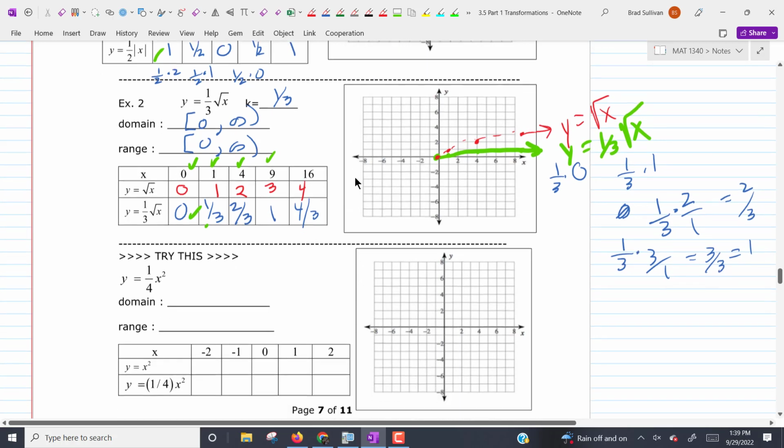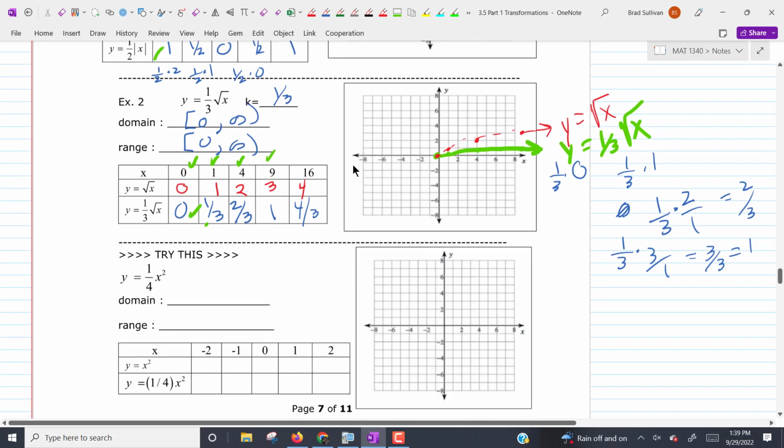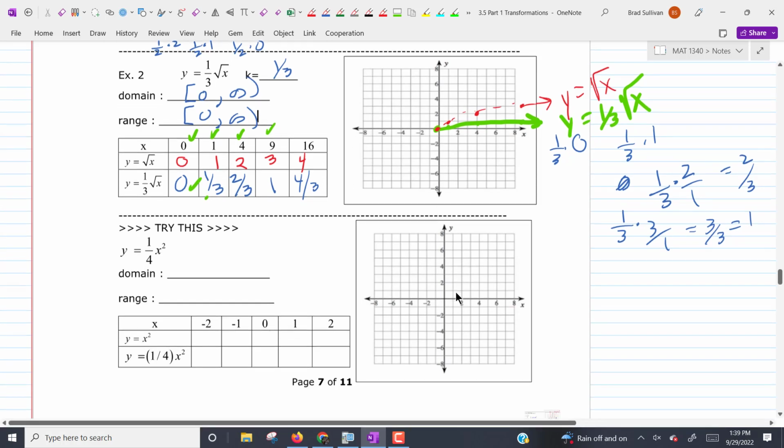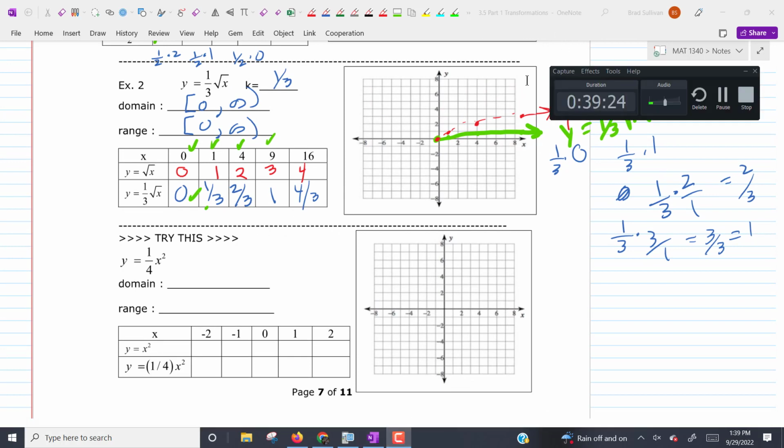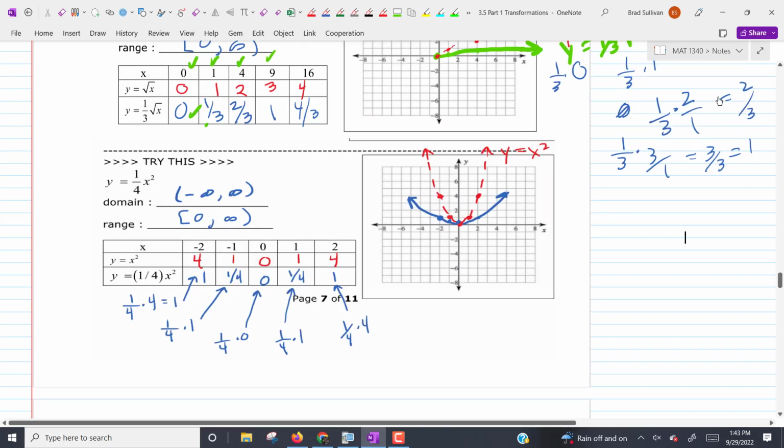Okay, so let's do the next one here. And again, with this one, you're multiplying your y values by a 4. That's what causes this graph, when you draw that, to flatten or shrink. Okay, do we have questions on anything there?